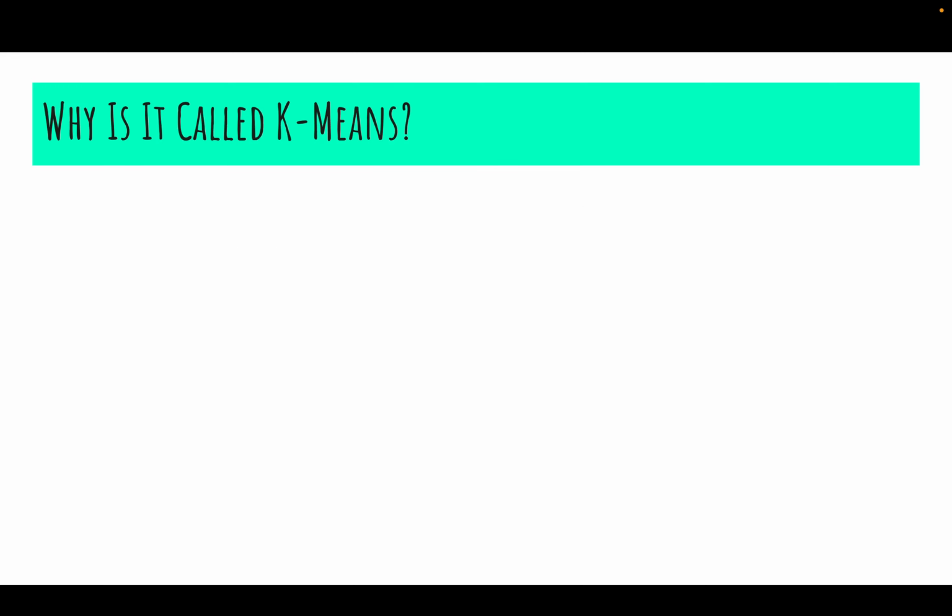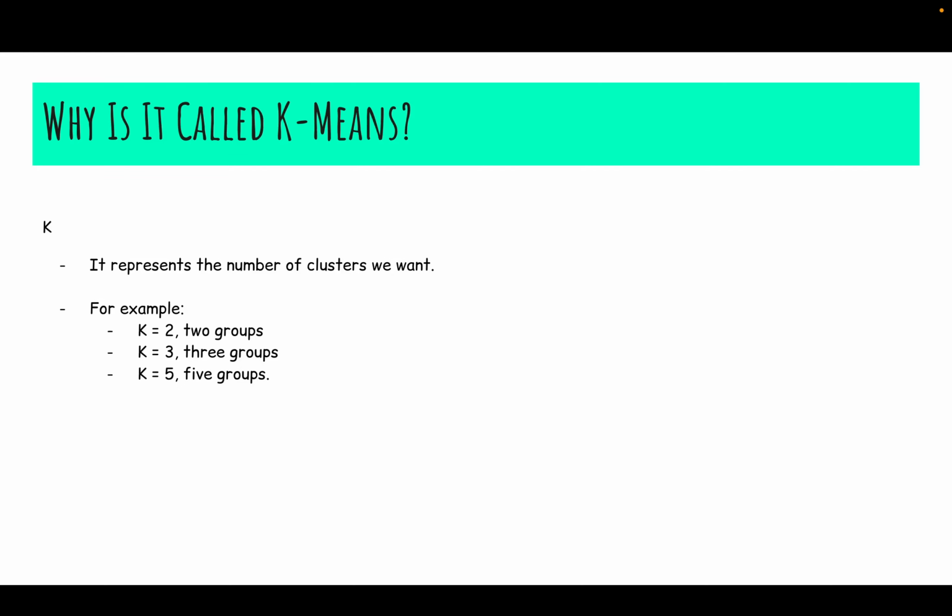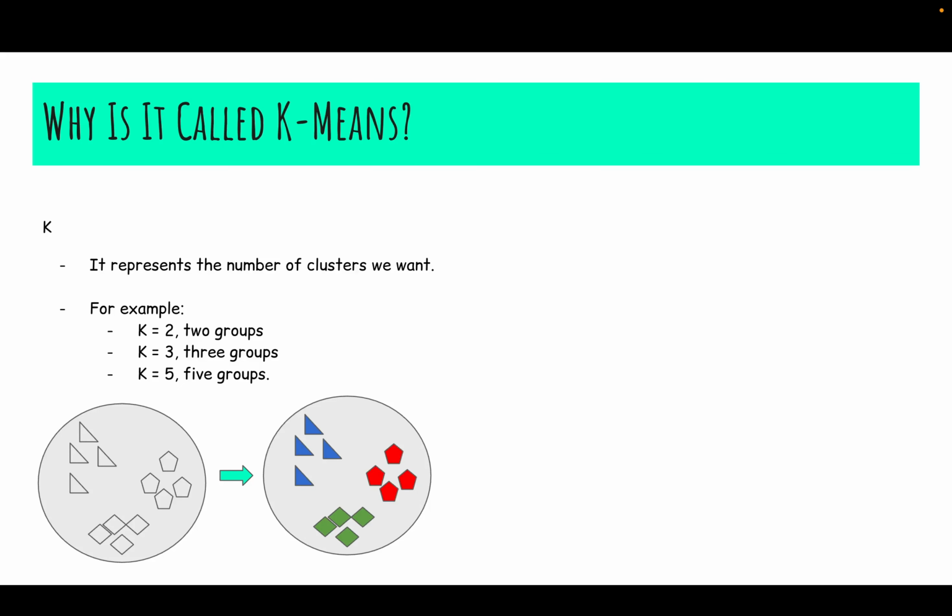Now let's understand why it is called k-means in the first place. There are two parts to it. First is k, which represents the number of clusters or groups that we want our data to split into. So for example, if k is equal to 2, then we want to split our data into two groups. If it is 3, then 3 groups, and likewise. So consider we have a bunch of data points. Once you apply k-means, it will be segregated into groups as shown here, which is 3 groups.